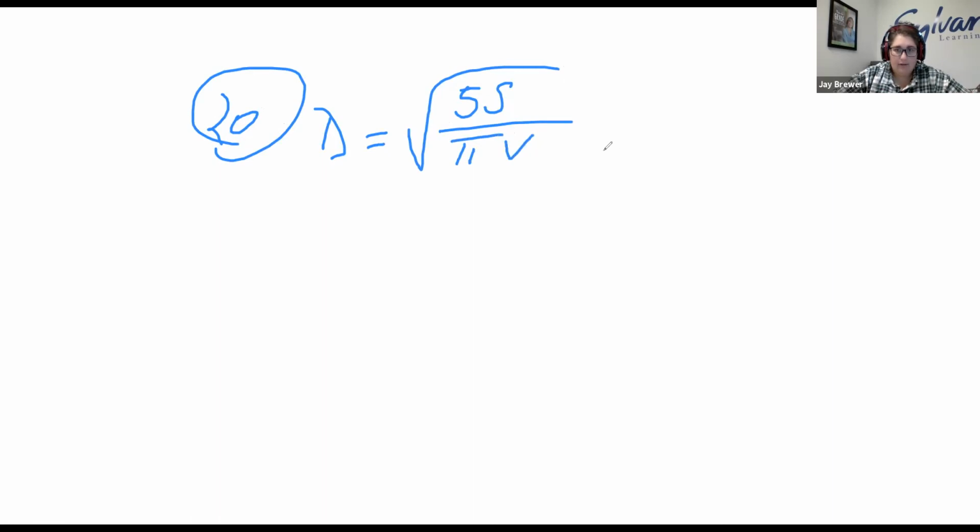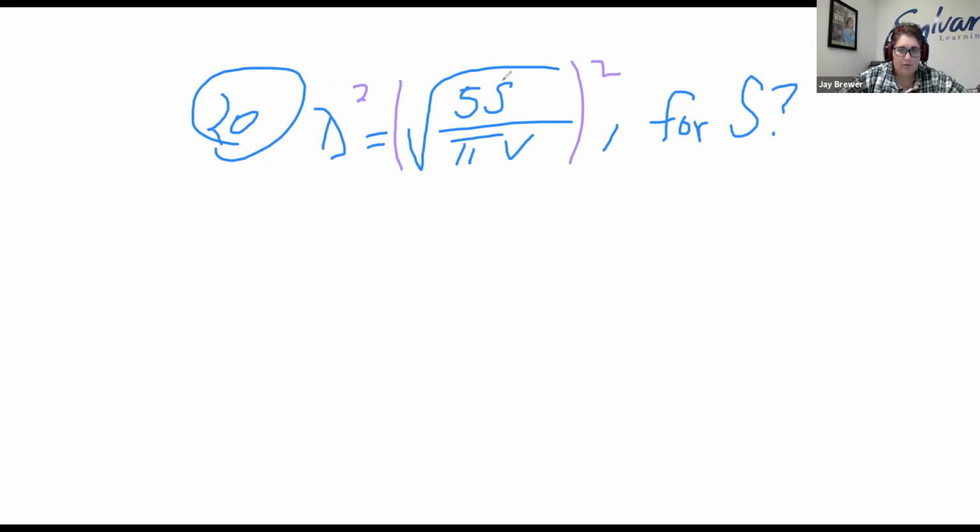All right, so for this last one, you're asked to solve for a specific variable. You just have to follow through and you undo things. So the s is underneath the square root. How do you undo a square root? You square both sides.